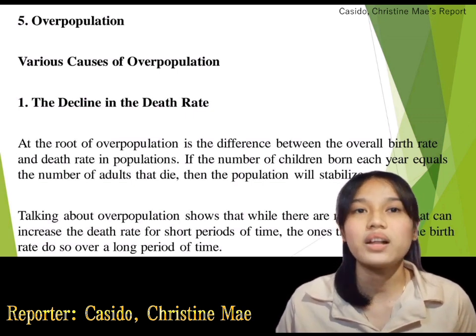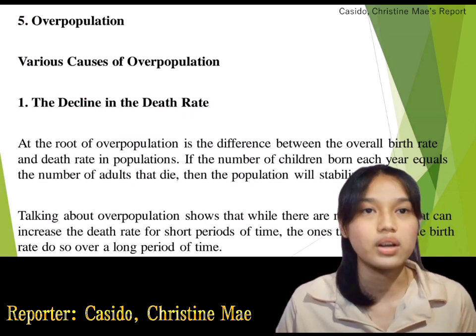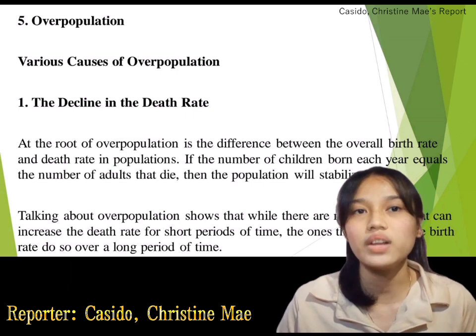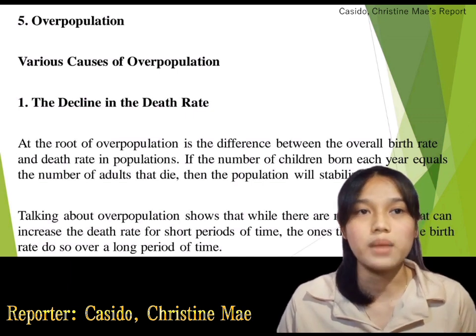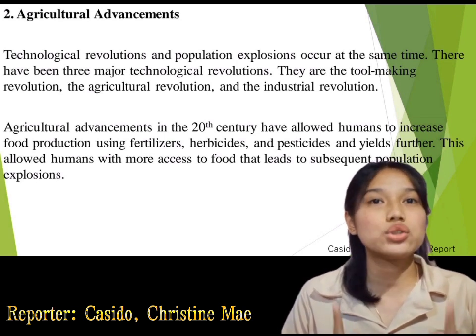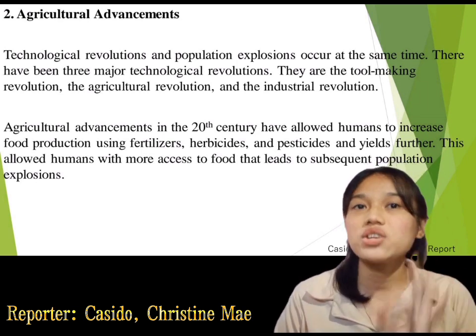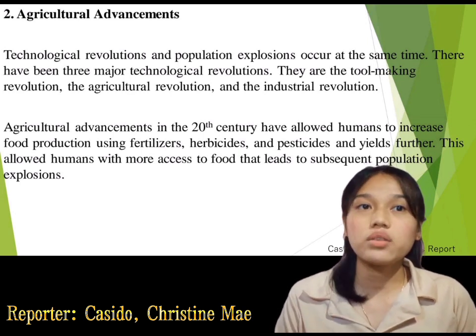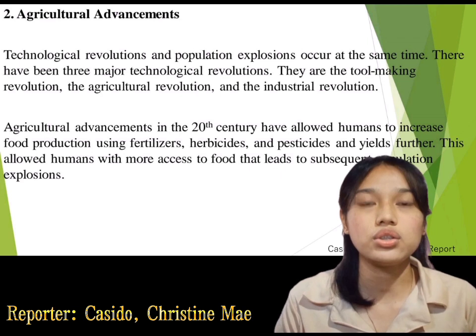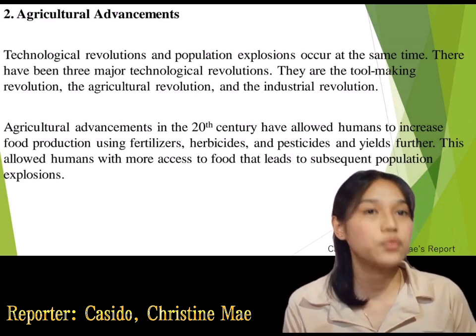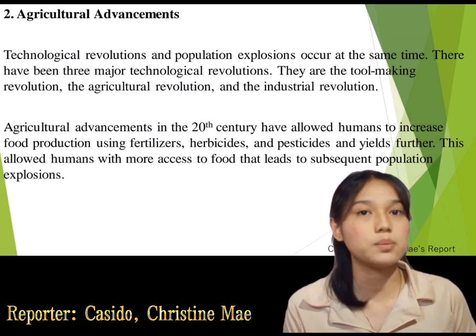So let me share something I learned in our Geography 1 subject. Overpopulation means an inability to support a population with the resources available. It is not all about crowded or many people. So the second cause of overpopulation is agricultural advancements. There have been three major technological revolutions. They are the tool-making revolution, the agricultural revolution, and the industrial revolution. With agricultural advancements, humans gained more access to food, which leads to subsequent population explosions.